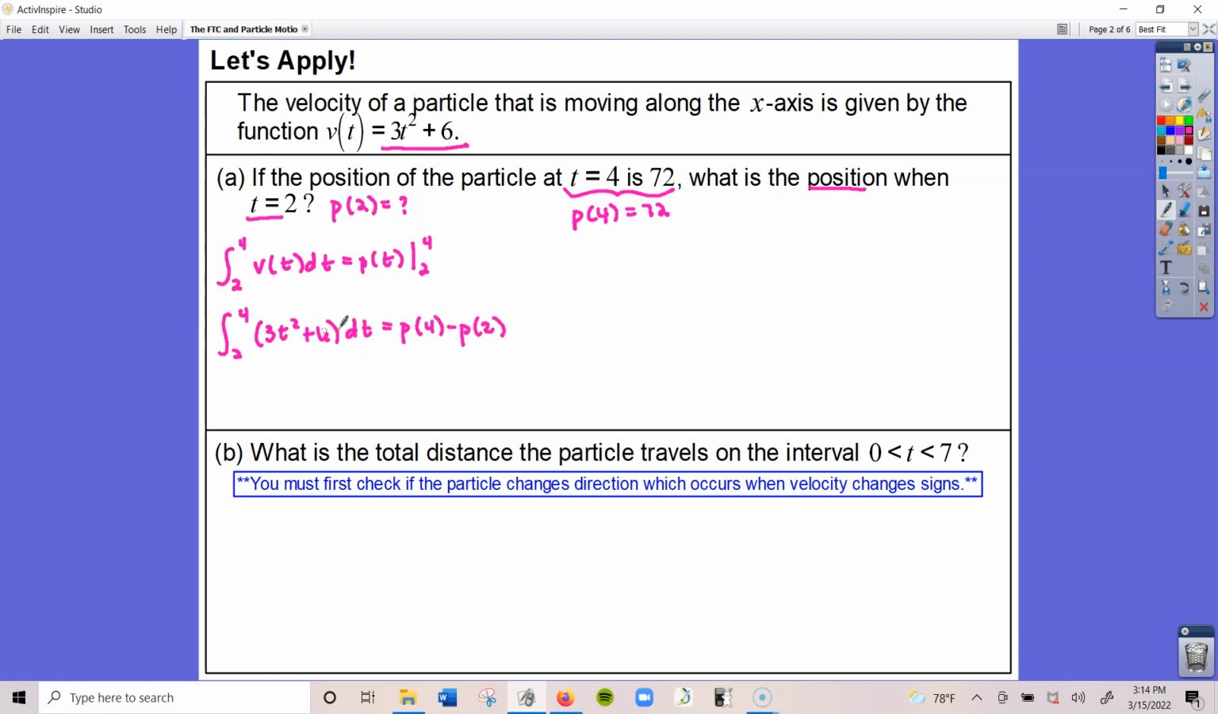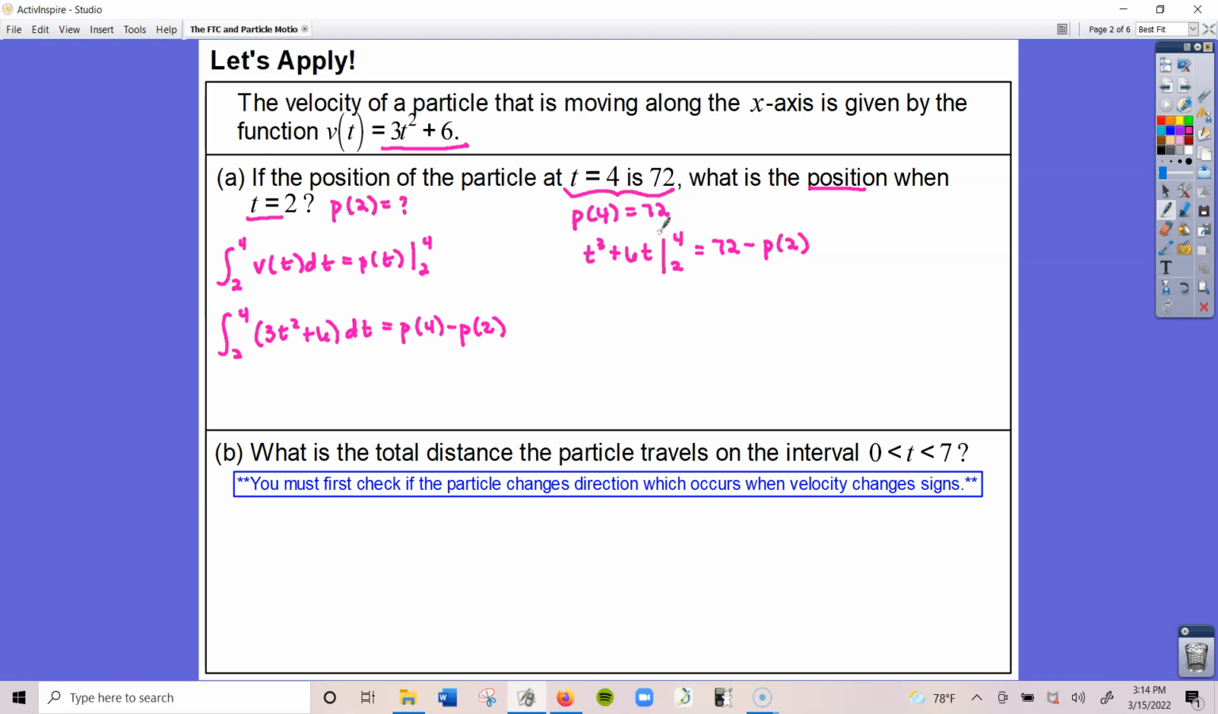Now this I'm going to have to actually work out what this number is. If I integrate 3t squared, that's going to be 3t to the third over 3. So the 3's would cancel, plus 6t. And I'm going to evaluate that from 2 to 4. And on the other side, I have p of 4, which is 72, minus p of 2.